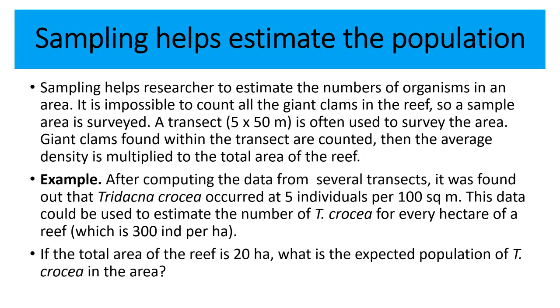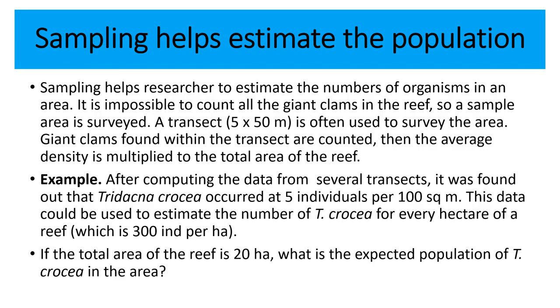Sampling could be used to help estimate the population. Sampling helps researchers to estimate the numbers of organisms in an area. Sometimes it is impossible to count all the giant clams in the reef, so a sample of the area is surveyed. For example, a transect which is 5 by 50 meters is often used to survey the area. Giant clams found within the transect are counted, then the average density is multiplied to the total area of the reef.